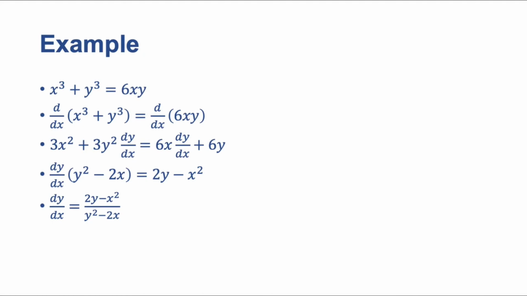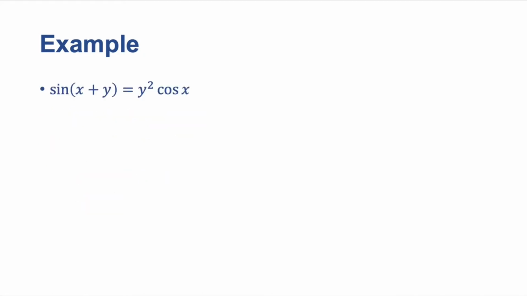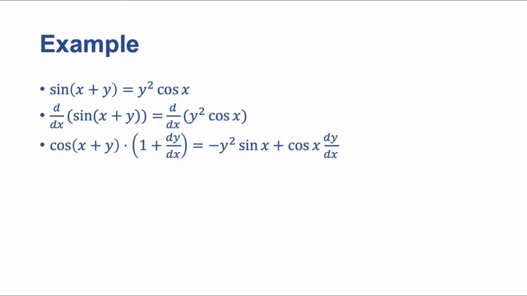Now we're going to do a slightly more challenging example. We are going to implicitly differentiate sine of (x plus y) is equal to y squared cosine x. So we've got a little bit of trig in here. Okay, so we are going to differentiate everything with respect to x, and that is going to give us the cosine of (x plus y) times (1 plus dy/dx) equals negative y squared sine x plus cosine x dy/dx.